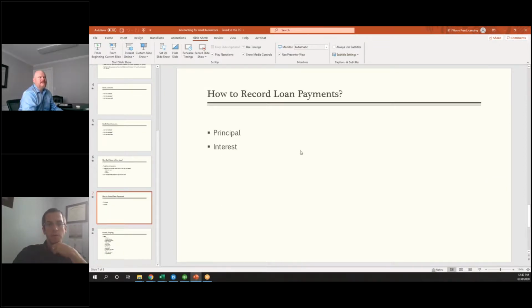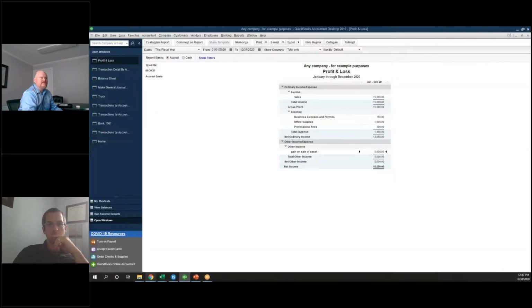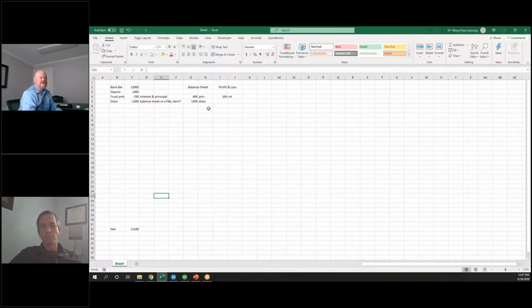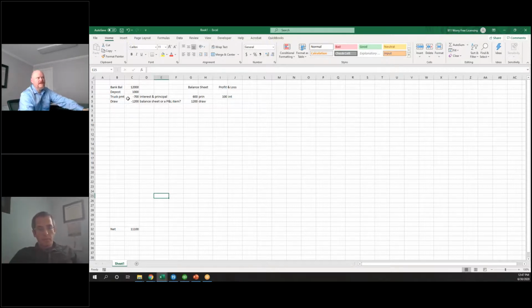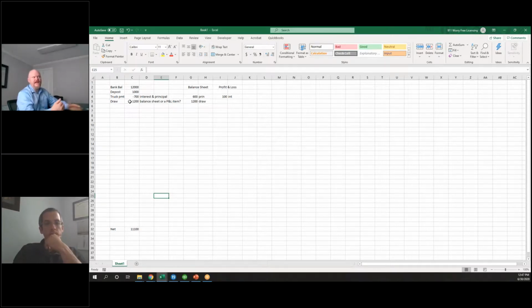Okay. Recording loan payments. This is very, very simple, but just like in our first example, when we stuck it on our P&L, we just stuck it in our check register on our spreadsheet, the truck payment needs to be broken into its constituent parts. So the payment, I'm sorry, payment is a debit, and it's broken into two parts. It is the interest part and the reduction of the loan part. So those are the debit pieces, and then the credit is wherever the money came from.